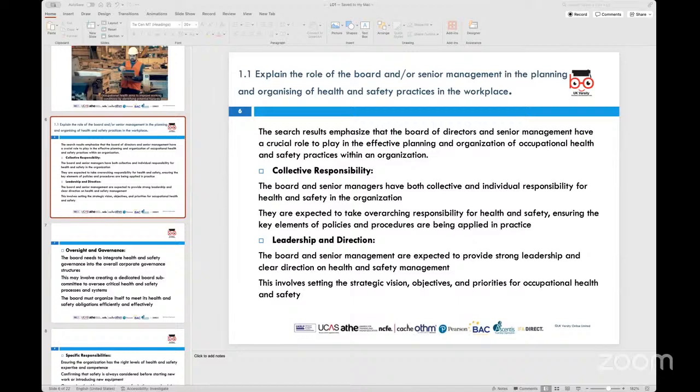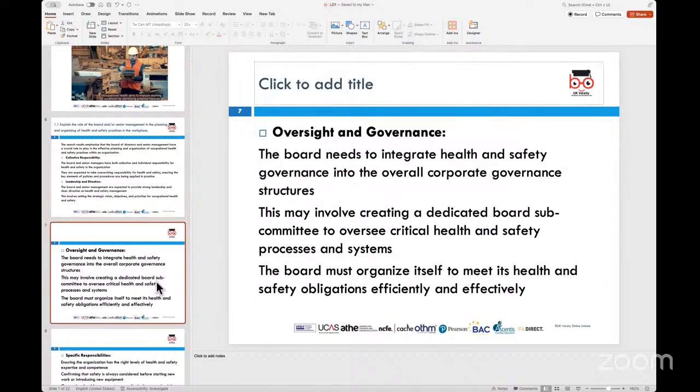So the main aspect we would cover when we talk about the role of the board or senior management would be to look at having a collective responsibility. Now, one of the examples that I would give you is the offshore disaster which happened off the coast of America, in the Gulf of Mexico.